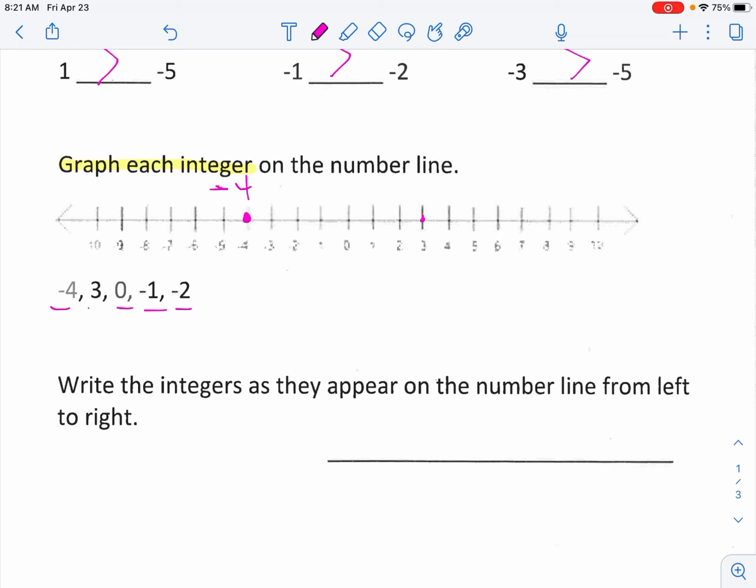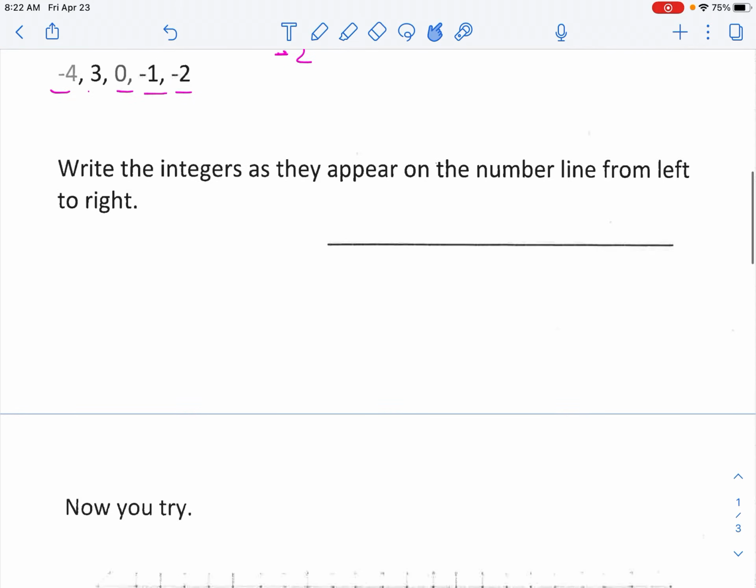Graphing an integer means put a dot right on that line and put the number just above. We're going to graph 0, put the dot right on the line. We're going to graph -1, put your point right on the line and label that -1, and -2. I'm going to put that one underneath so my numbers don't run into each other. And that's all you need to do to graph numbers on a number line.